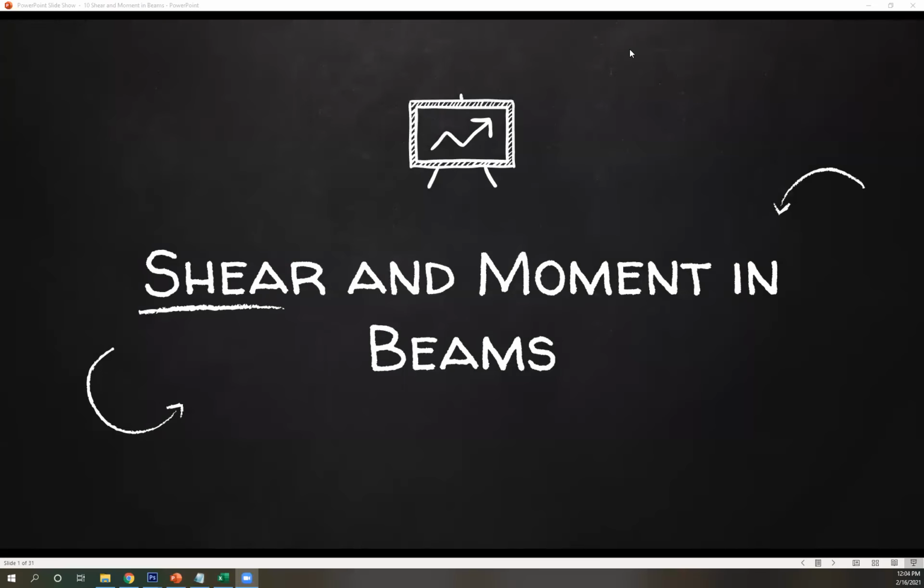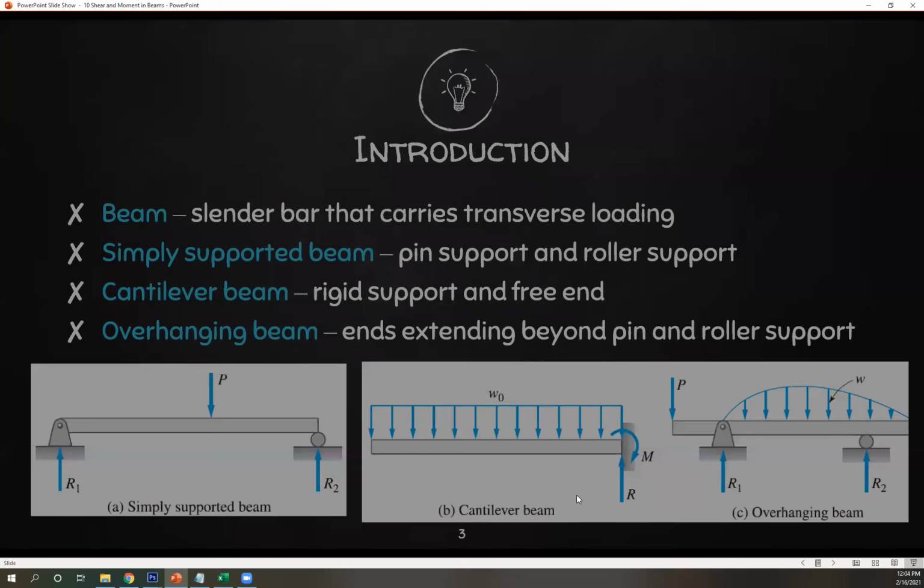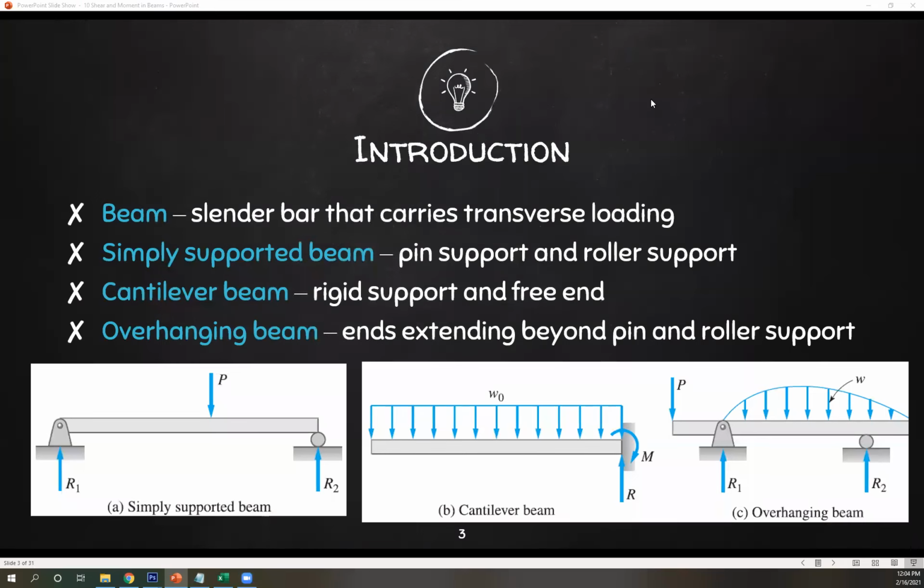So the topic for today is shear and moment in beams. Let's have an intro. So first of all, I'm going to talk about your beam. To define a beam, it is just a slender bar that carries transverse loading.